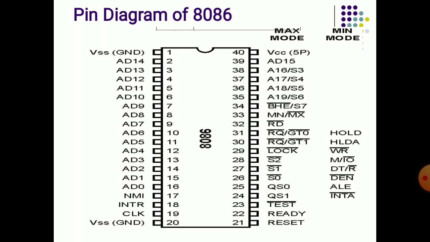Next, come to the next signal, that is RD bar. This RD bar is mainly used for what? That is reading the data. Reading the data from the memory, that can be done by the read operation. Memory or IO data, right?